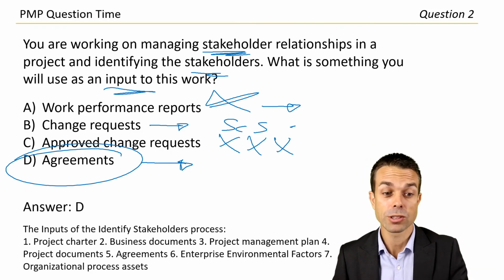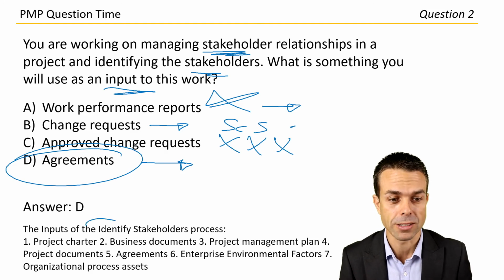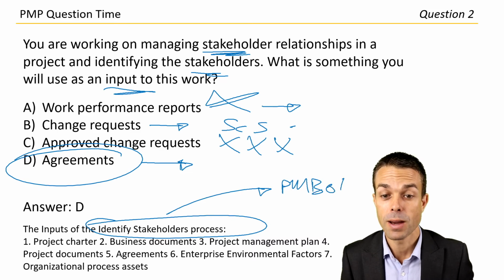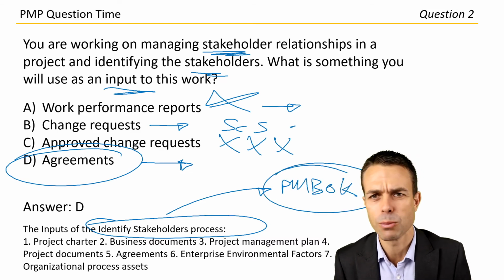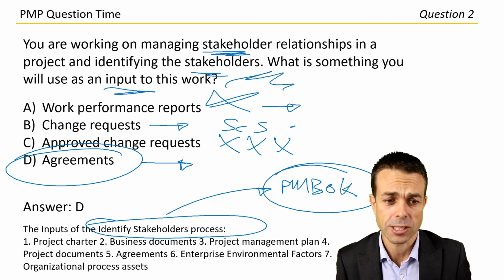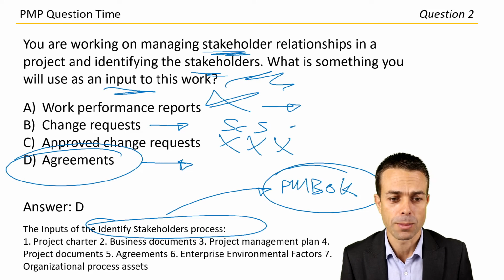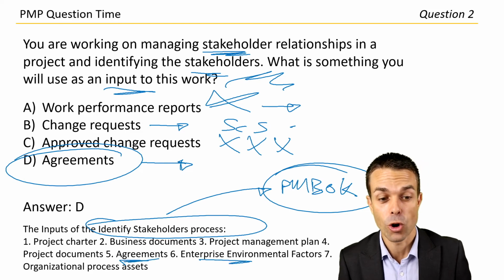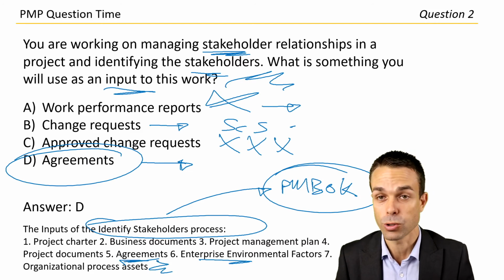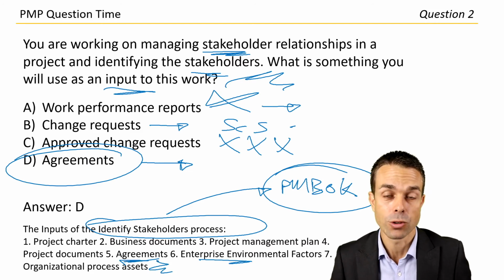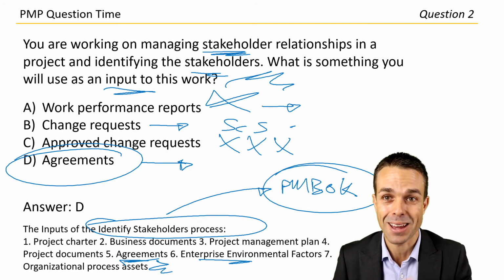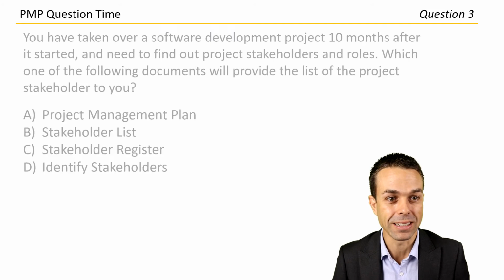Answer D, the inputs to the identify stakeholder process. Right, so this is particularly for a PMBOK process actually. And you may come across similar ones to these, but probably more likely scenario questions like the way that it's worded here. So project charter, business documents, agreements down here, and EEFs and OPAs, of course, so templates, or the culture, or the environment that you're working in. So all of those things will be an input into managing and identifying your stakeholders. How did you go? Let's look at question 3.